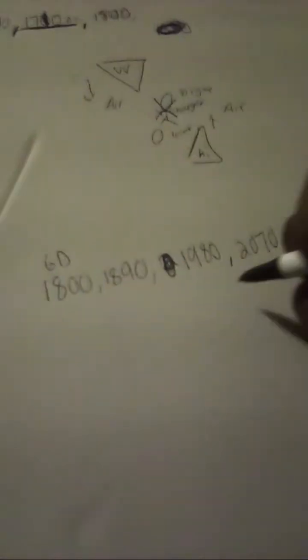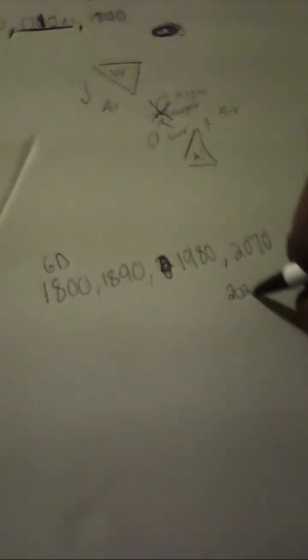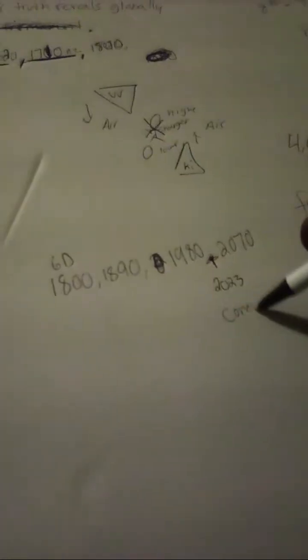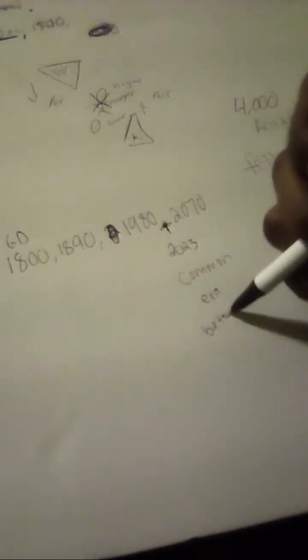Because the thing is, 2023 is in between this 6D cycle, making it a common era between AD and BC parallel.